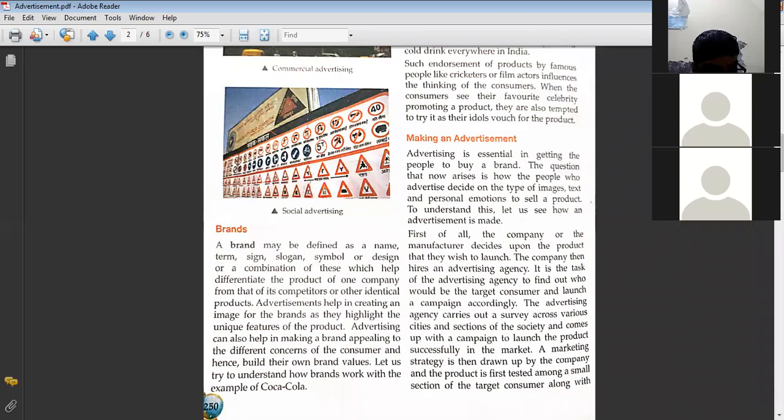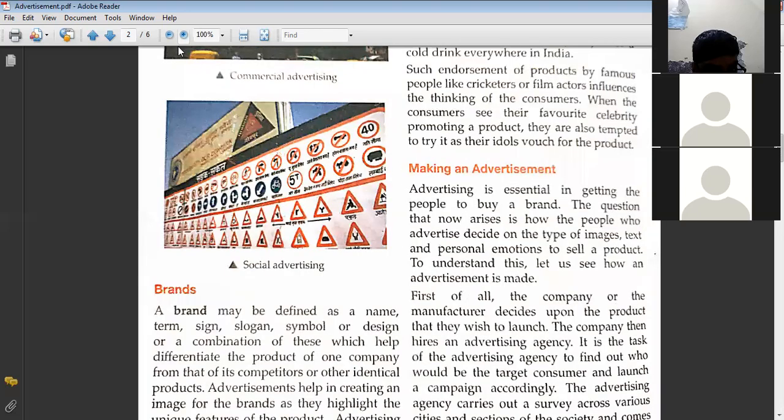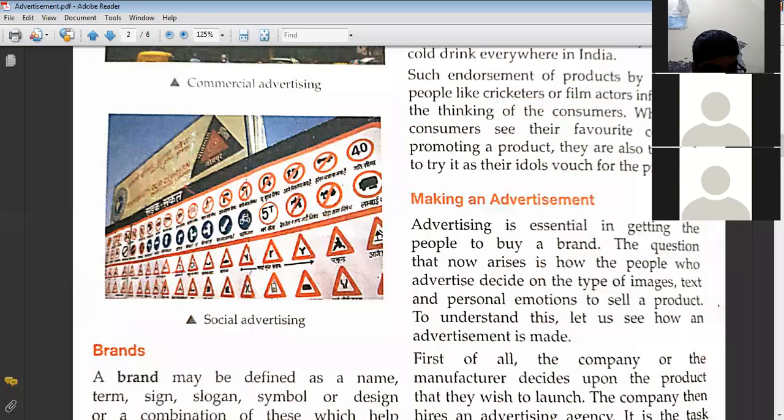A brand may be defined as a name, term, sign, slogan, symbol, or design, or a combination of these, which help differentiate the product of one company from that of its competitors or other identical products. Siddharth, do you want me to zoom it in? Yes, ma'am, please zoom. Now, can you read it properly?